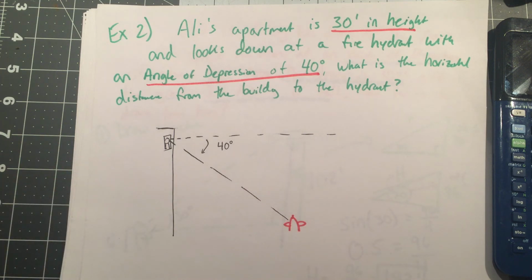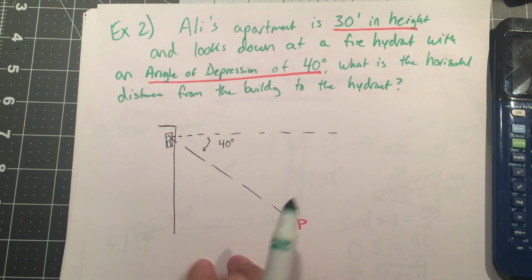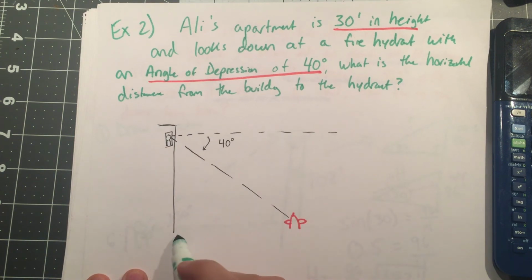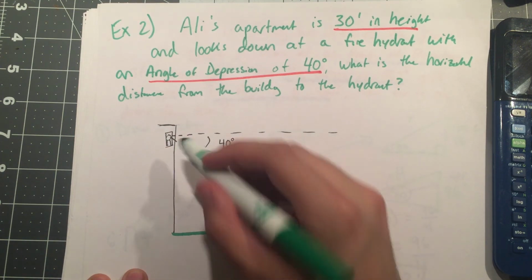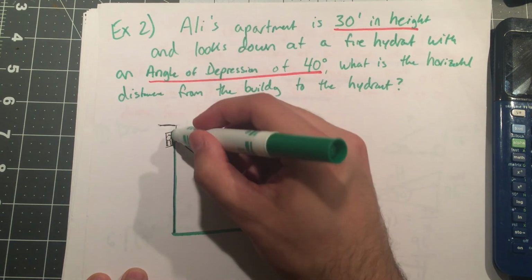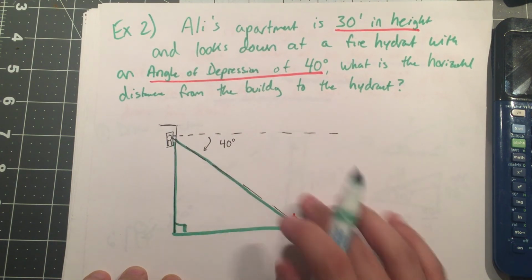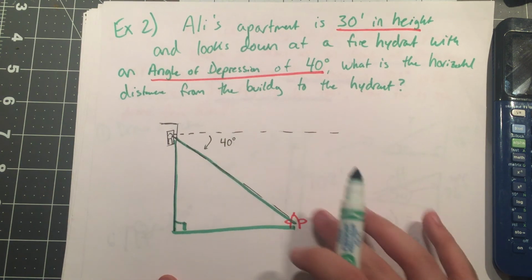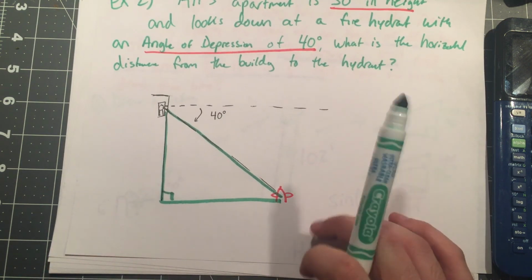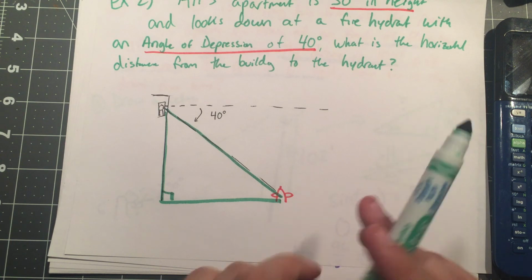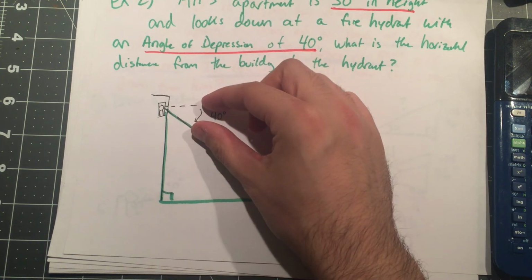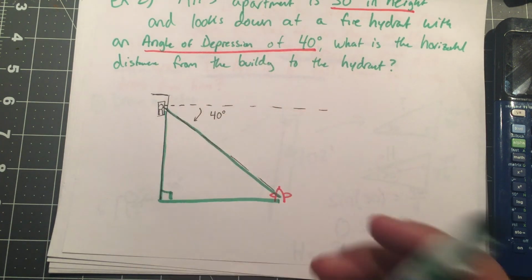So where's the right triangle we are solving? We want the horizontal distance from the building to the fire hydrant. So this is the right triangle we are solving. Astute observers will notice the 40 is not in there. The 40 is this angle up here, not this one.